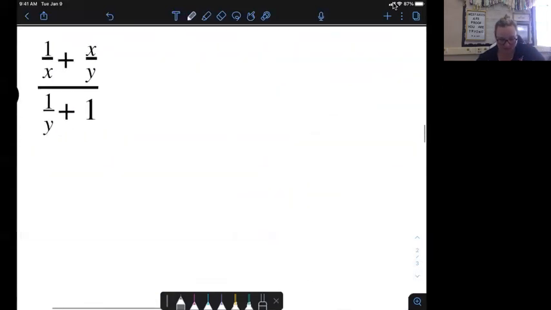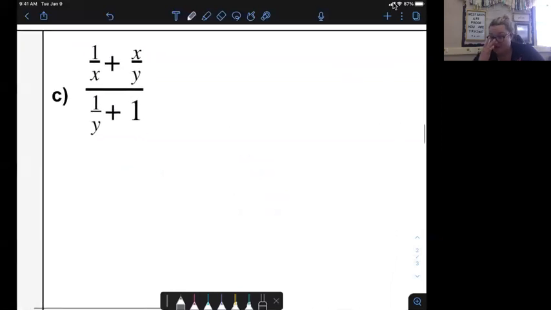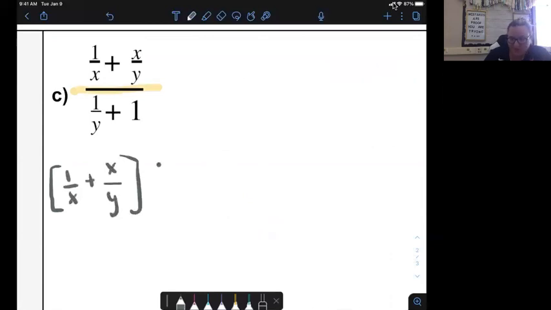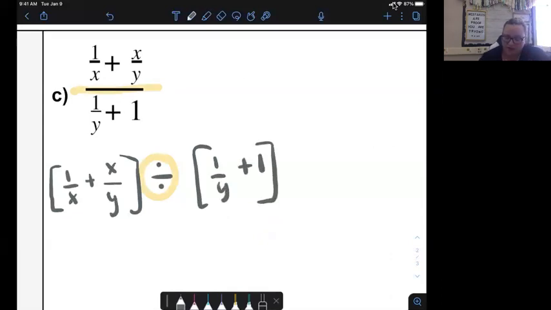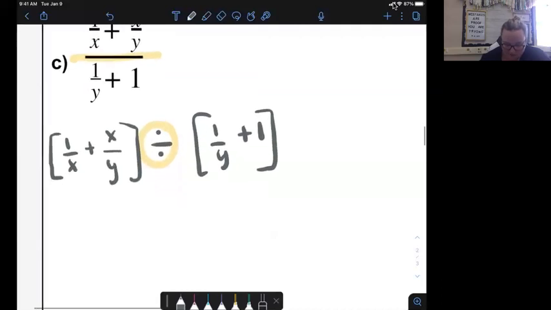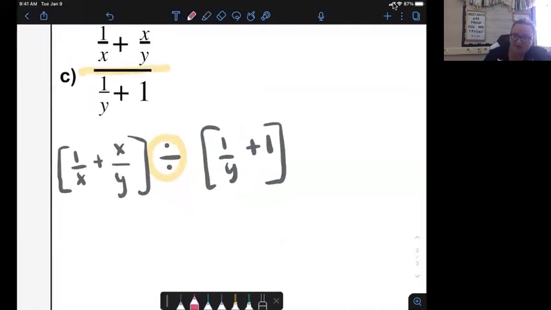All right, hopefully you were able to figure that out. So now let's do a more complicated complex fraction. So (1 over x plus x over y), all divided by (1 over y plus 1). So we're going to take the top, 1 over x plus x over y, and make sure we put that in parentheses or brackets. Then we're going to change the fraction bar to a division sign. Then we're going to put 1 over y plus 1 in brackets or parentheses as well. So for this first set of rational expressions, 1 over x plus x over y, our least common denominator, again, is going to be xy.